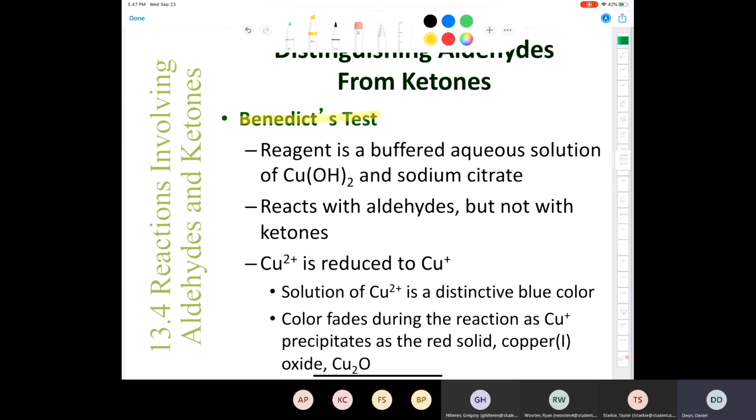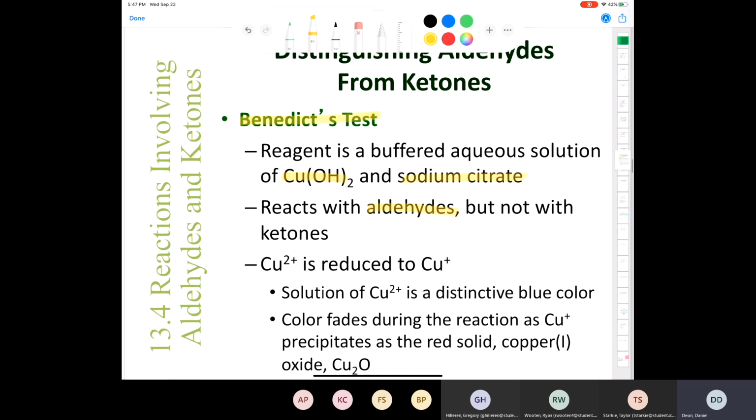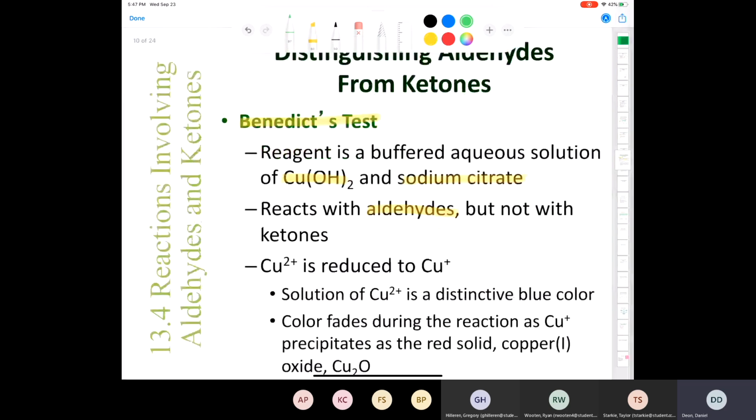Anyhow, the Benedict's reagent is simply a buffered aqueous solution of copper 2 hydroxide and sodium citrate. Sodium citrate is just the conjugate base of citric acid. What the Benedict's test does is the same as the Tollens reagent. It reacts with aldehydes, but not with ketones. So you get a nice positive reaction with an aldehyde, but not with a ketone. The way you can identify that there's a reaction going on is that copper 2 hydroxide, this compound right here, Cu(OH)2, is copper 2 hydroxide.